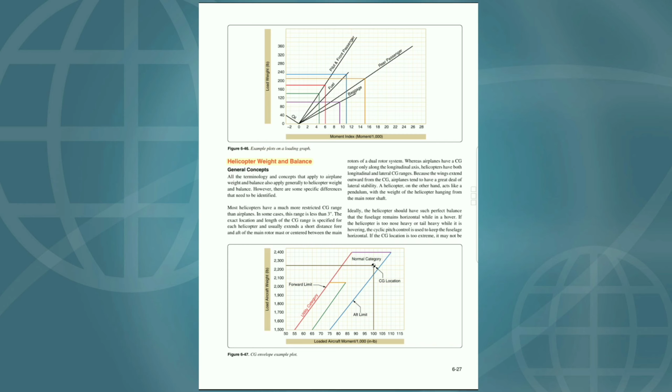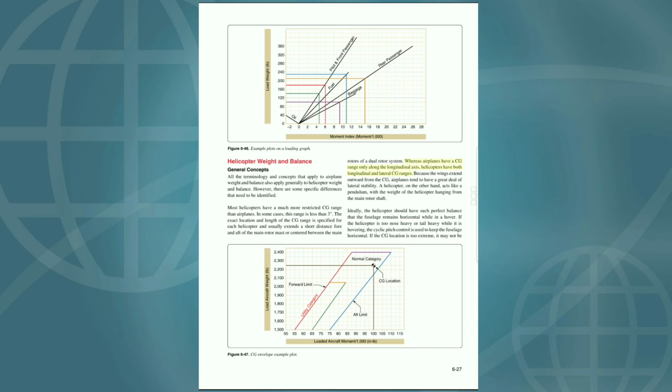Helicopter weight and balance. General concepts. All the terminology and concepts that apply to airplane weight and balance also apply generally to helicopter weight and balance. However, there are some specific differences that need to be identified. Most helicopters have a much more restricted CG range than airplanes. In some cases, this range is less than 3 inches. The exact location and length of the CG range is specified for each helicopter, and usually extends a short distance fore and aft of the main rotor mast, or centered between the main rotors of a dual rotor system.